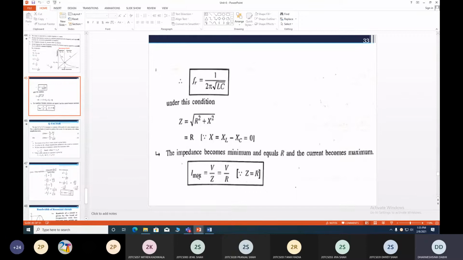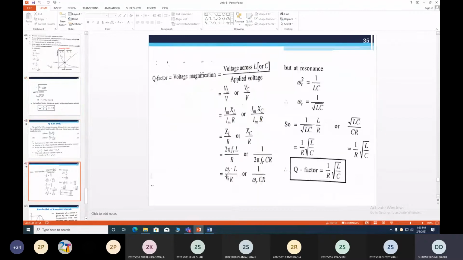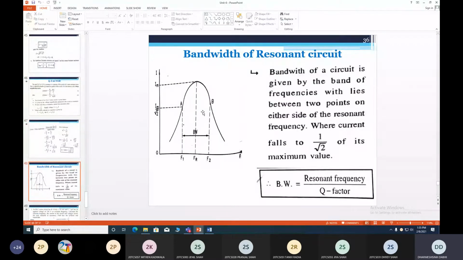So at the resonant frequency, Imax is equal to V by Z, and Z is equal to resistance, because XL equals XC, so the X component becomes 0. So Imax is equal to V by R. It means at the resonant frequency you get the maximum value of the current. Surrounding this resonant frequency Fr, the magnitude of current is less than this maximum current.